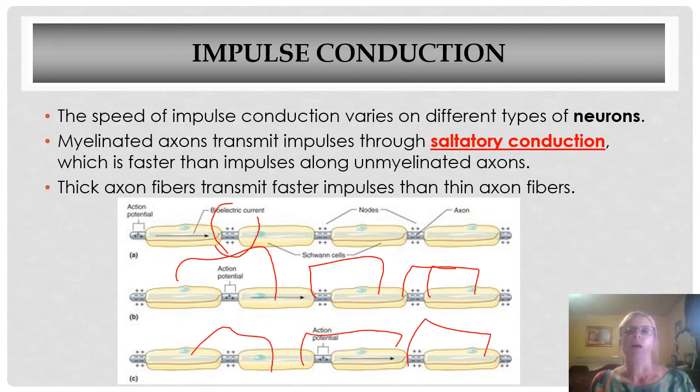All right, so this is what we call saltatory conduction. They're transmitting impulses, and it is faster because it can skip over those sections. If you take a shortcut, it's faster. And so with saltatory conduction, myelinated axons transmit impulses faster than a thin axon fiber without any myelination. There are many diseases like multiple sclerosis, which affect the myelin sheath and therefore nerve conduction.